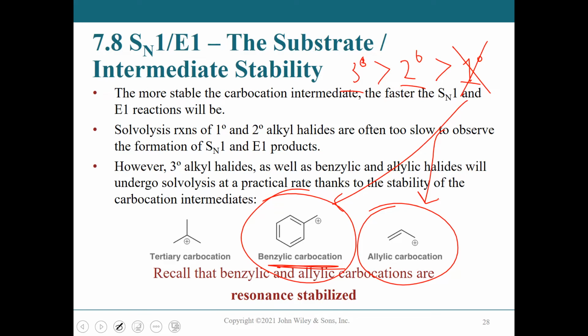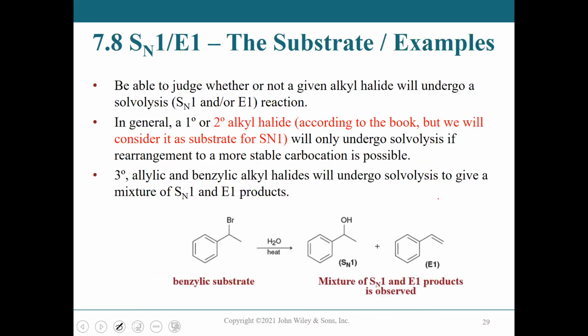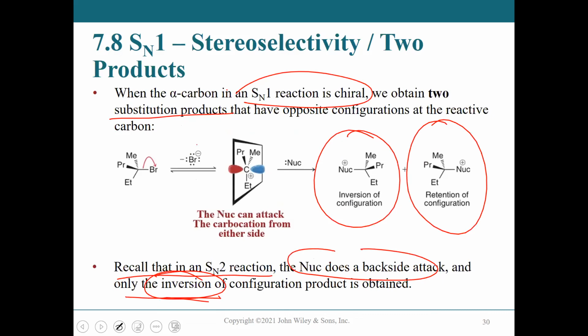So they will still undergo SN1 reaction. Why? Because they're stabilized by resonance. Those carbocations are stabilized by resonance, therefore they are not the conventional primary carbocations. They will be higher order, so they are resonance stabilized and will undergo SN1 reaction. Be able to judge whether or not a given alkyl can undergo an SN1. Later on we will study E1 reaction. In some cases they can do SN1, in some cases they will do E1 reaction. But once again, we're not doing E1 reaction right now.